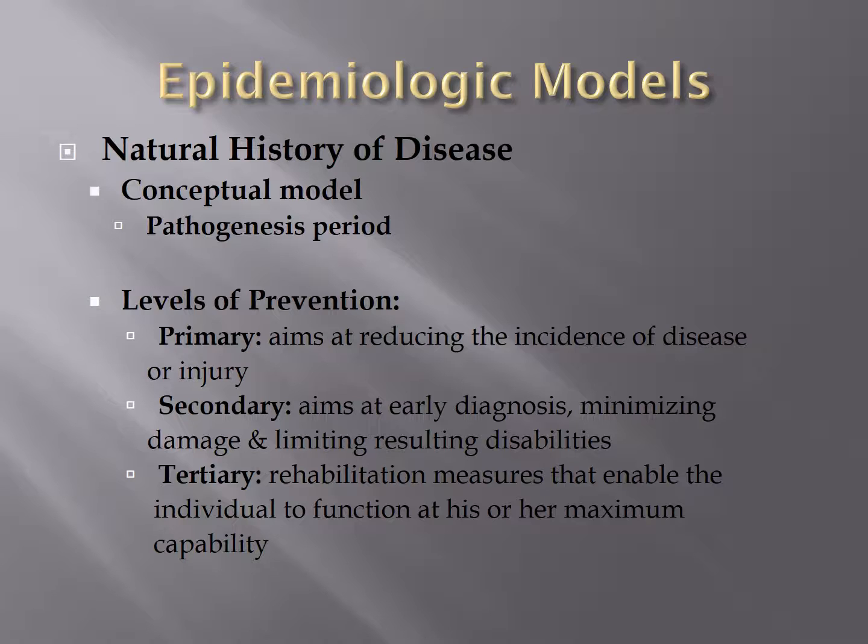Secondary prevention aims at early diagnosis, minimizing damage and limiting resulting disabilities. These are your health screenings, your mammograms, colonoscopies, blood pressure, hearing, sight screenings. It shortens the period of disability, cures and prevents disease, and prevents complications.